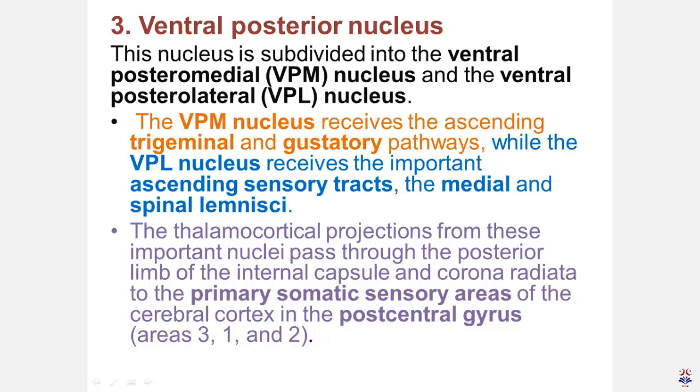The thalamocortical projections from these important nuclei pass through the posterior limb of the internal capsule, then through the corona radiata, and ultimately they reach the primary somatic sensory area of the cerebral cortex, which lies in the postcentral gyrus, areas 3, 1, 2.